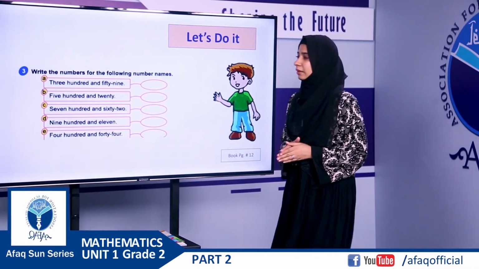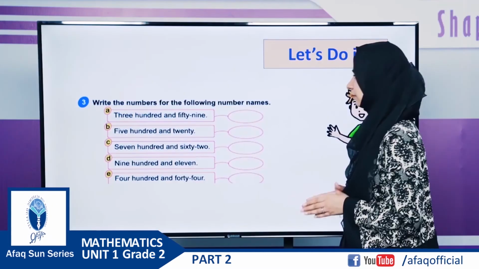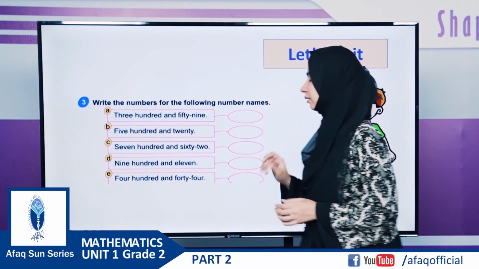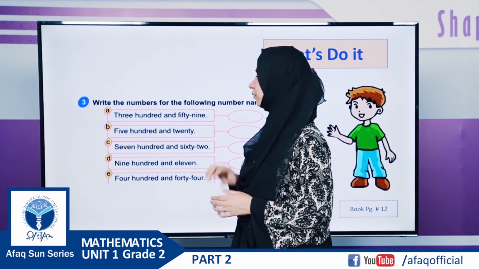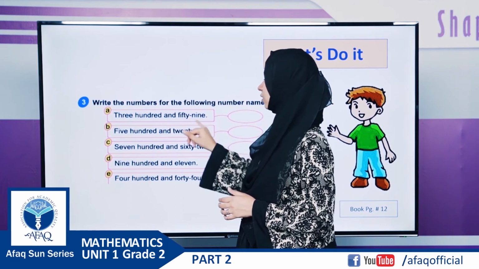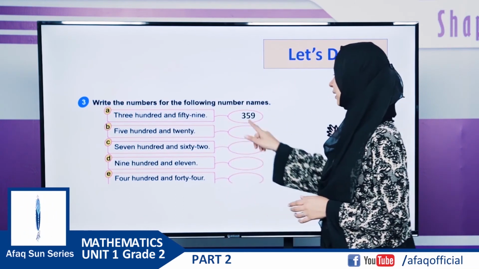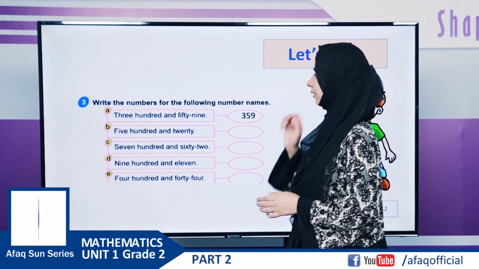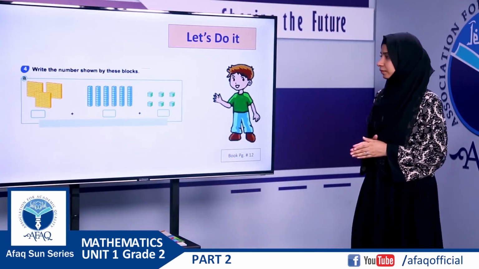In this question, write numbers for the following number names. 359. So 300 is at the place of hundreds, 50 is at the place of tens, and 9 is at the place of ones. So you are going to write here 359, with ones, tens, hundreds. Now let's move to the next one.